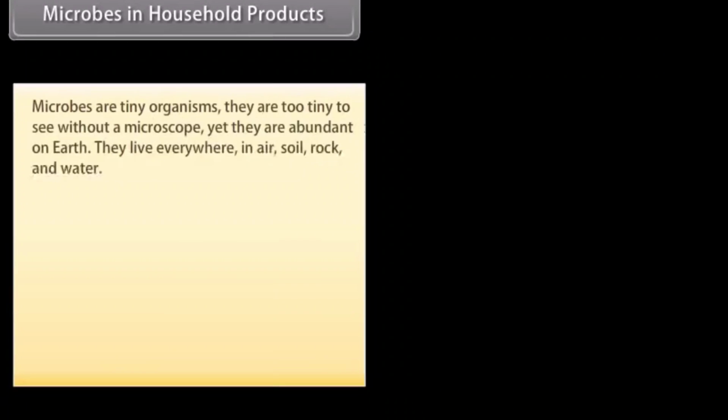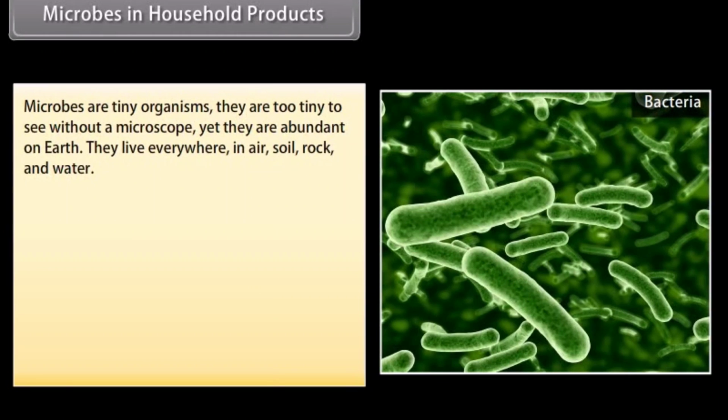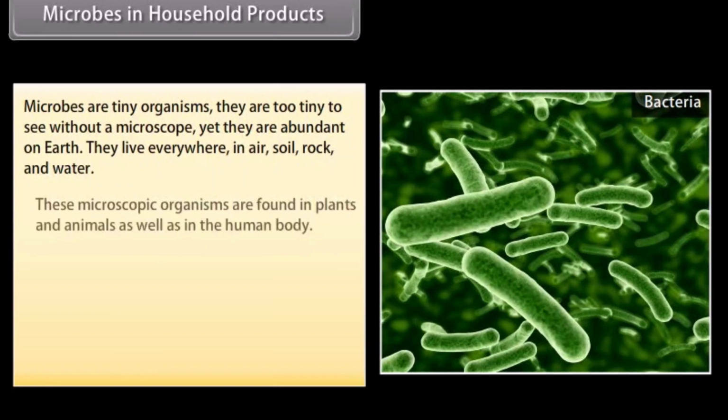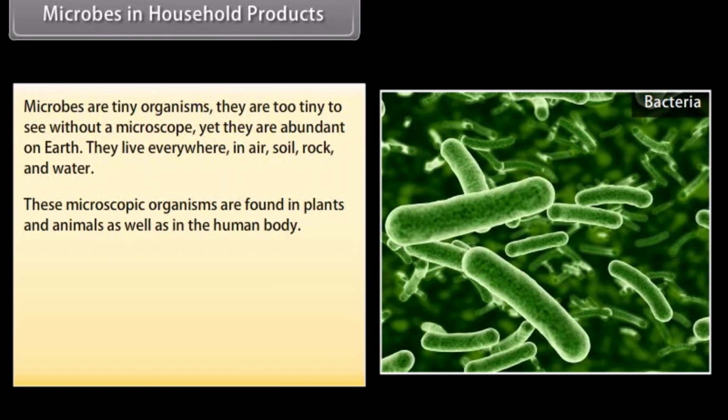Microbes in household products. Microbes are tiny organisms. They are too tiny to see without a microscope, yet they are abundant on earth. They live everywhere in air, soil, rock and water. These microscopic organisms are found in plants and animals as well as in the human body.